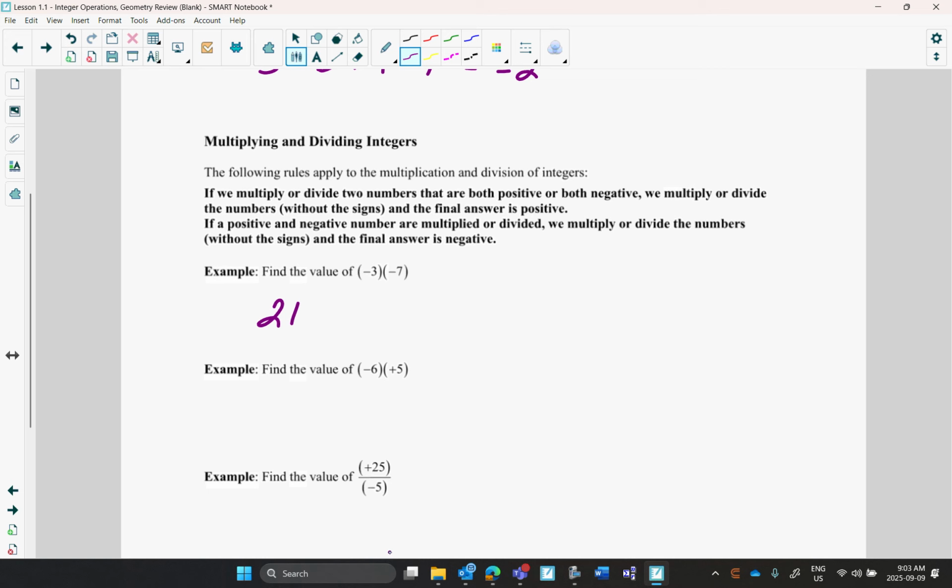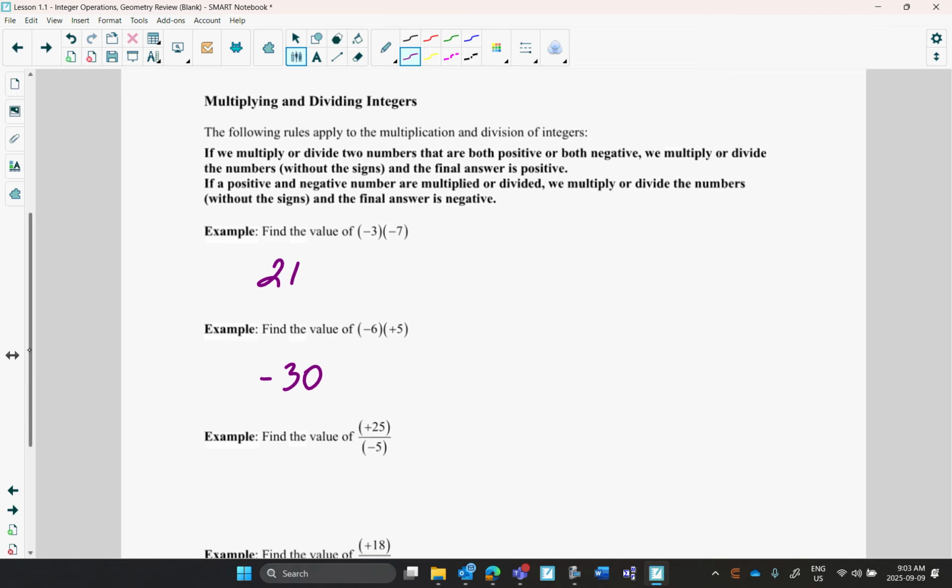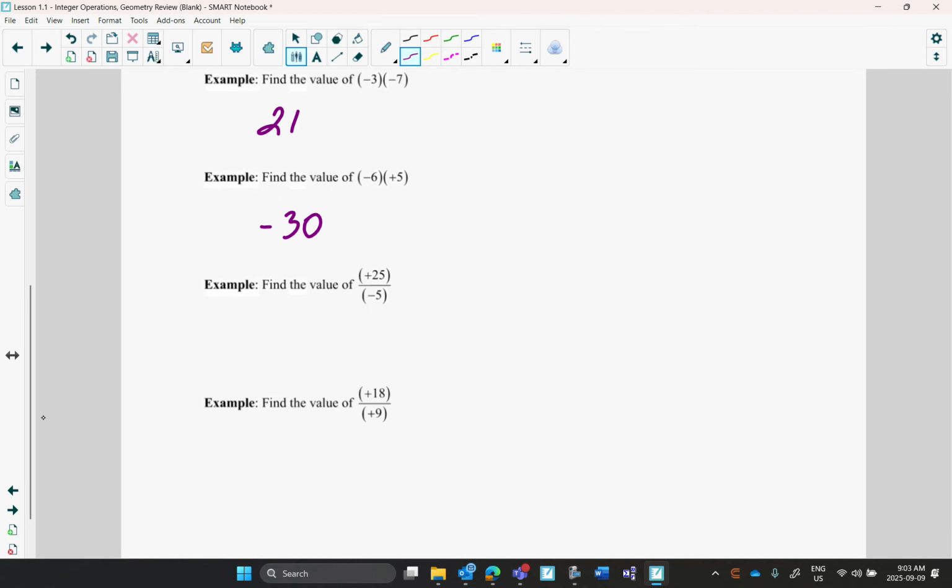Next answer? Negative 30. Negative 5. 2, or positive 2. You don't need to write the positive. Okay, that's pretty straightforward. We're still going to see this division sign a little bit, but we're going to start getting away from it. To represent division, we're going to use the division bar a lot more, just so you know.